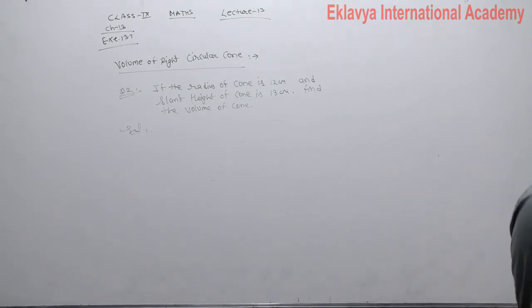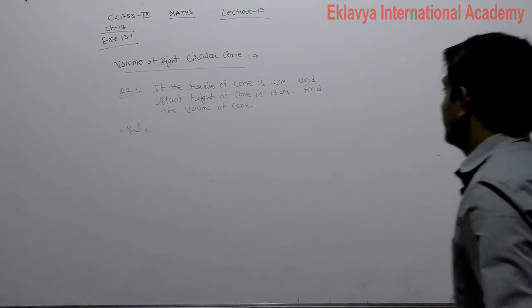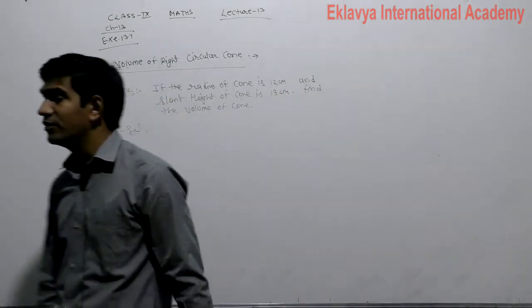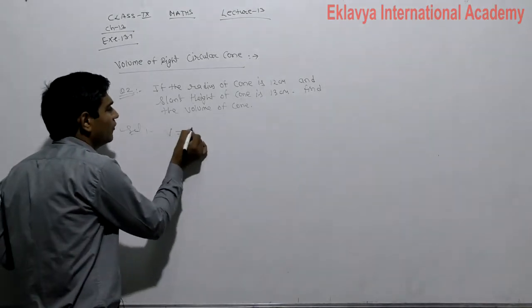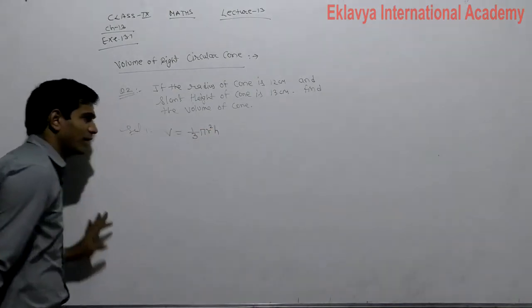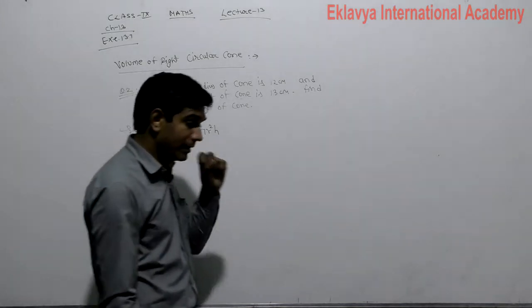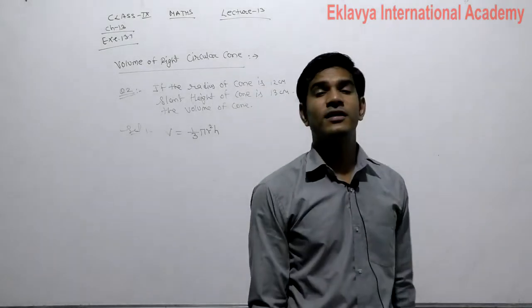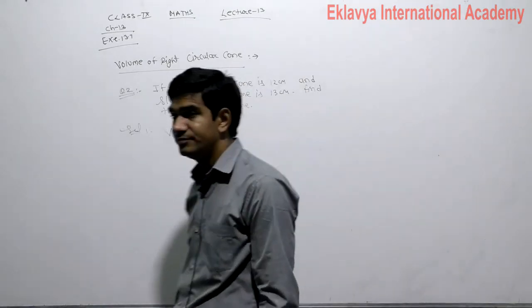Here given to you is the slant height. Second thing given to you is the radius of the cone. Then how will we find the volume of the cone? We know that the volume of the cone is 1 upon 3 pi r square h. So to calculate the volume of the cone, here we require two things: first is the radius of the cone and second is the height of the cone.